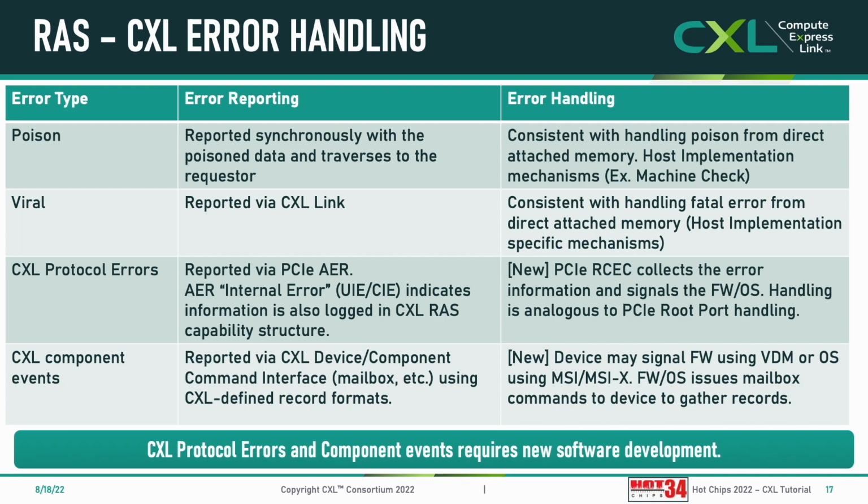Poison. This is reported synchronously as the poison data traverses to the requester. This needs to be consistent with handling of poison data from direct attached DDR memory as an example. The handling of the error would be implementation specific. Implementations that take a machine check for poison data returned from direct attached DDR memory should also do the same, that is, machine check for poison data returned from CXL attached memory.